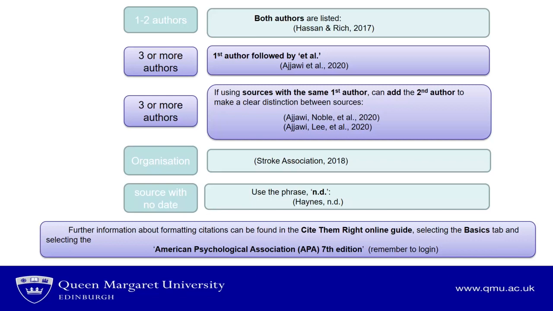And others. There may be occasions where you're using different sources that have the same first author and are published in the same year. Now, to make sure there's a clear distinction between these sources, APA has its own rule about this, and that is to include the second author, as you can see in the example, followed by et al.